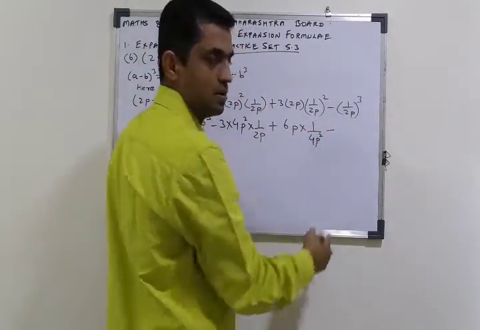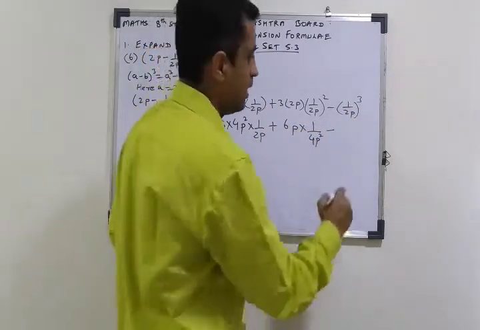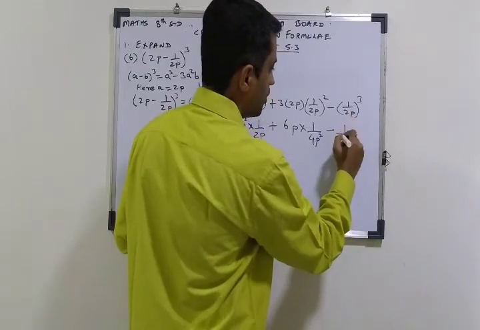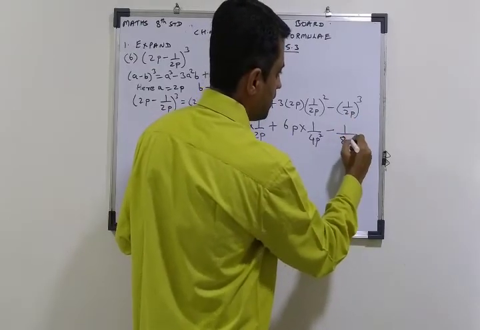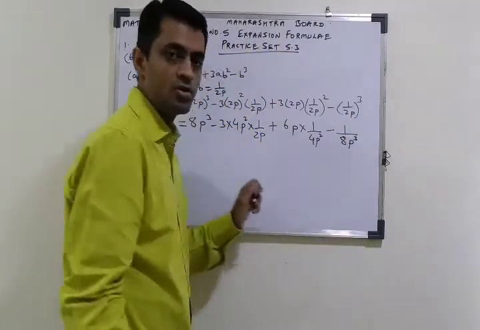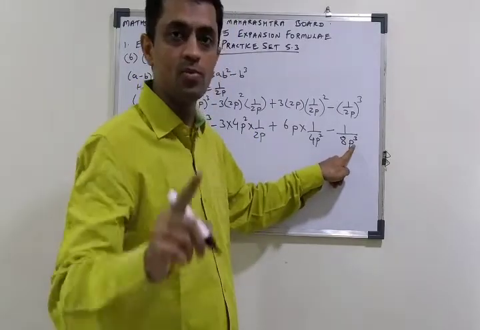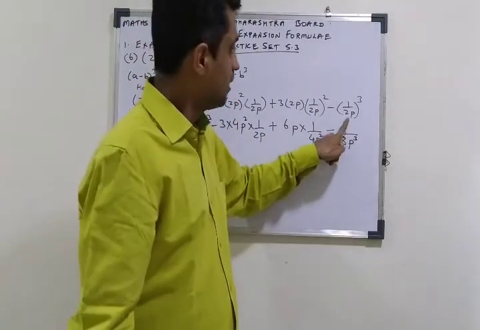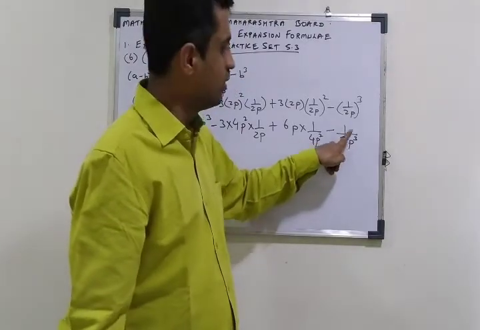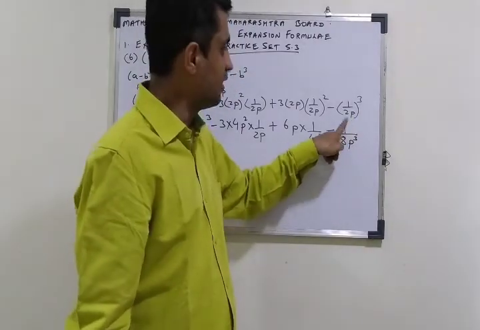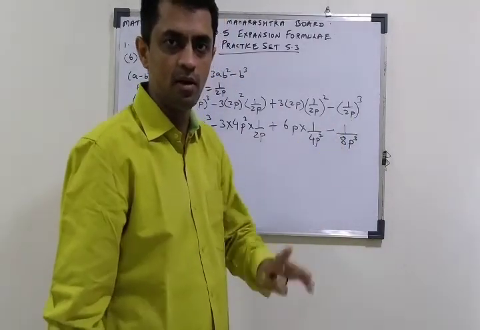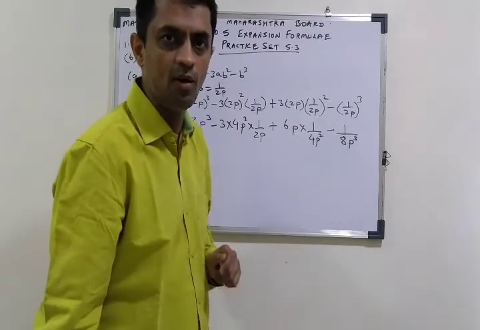Plus minus 1 cube is how much? 1. 2 cube is 8. P cube is P cube. Here also many students don't write P cube, so we get the whole sum wrong. Remember, 2 cube also you have to do, P cube also. Everything, 1 cube also. 1 cube is 1. 1 into 1 into 1 will give you 1.